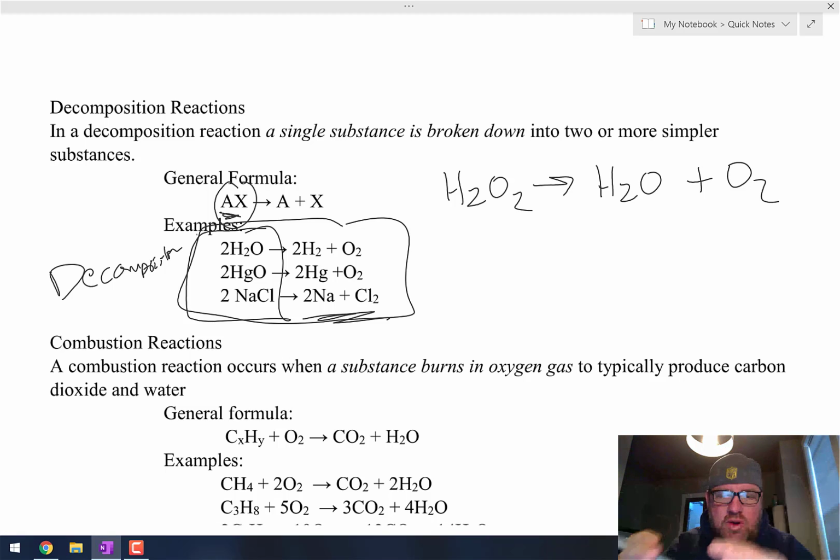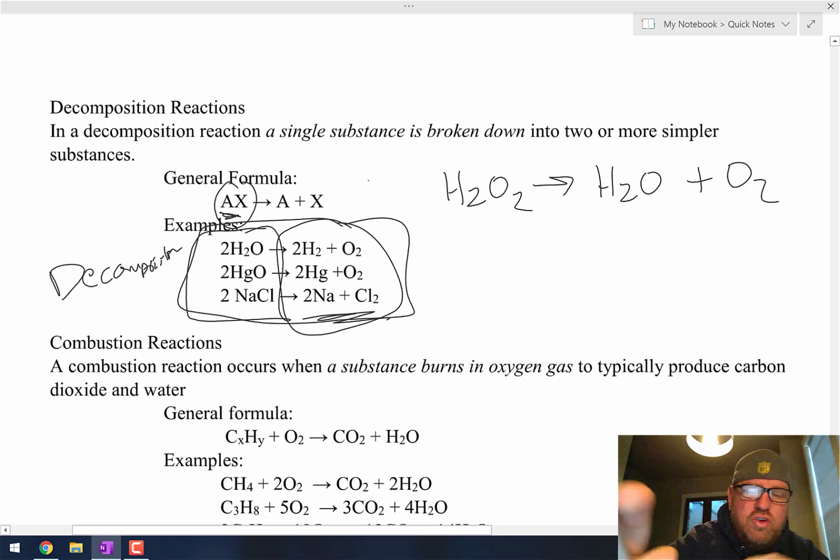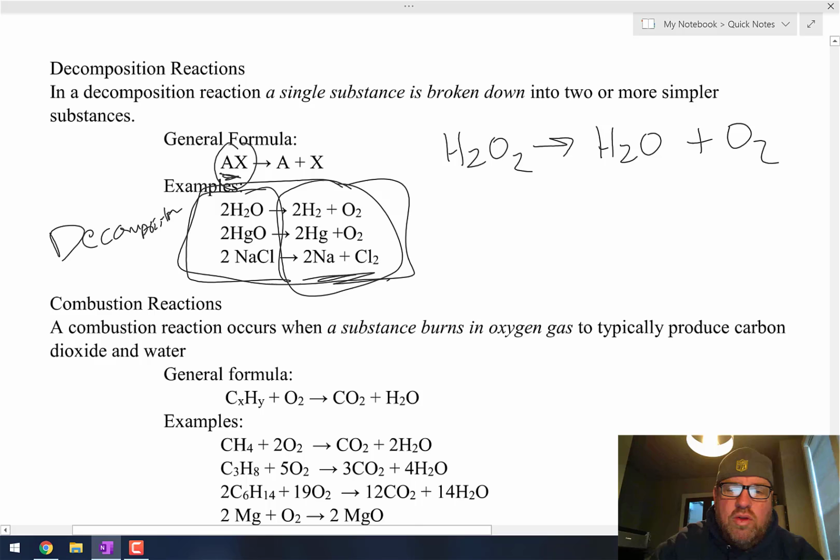Okay, so that's two of the five. Synthesis, you put two things together and you make one thing. Decomposition, you do the opposite. You take one thing and you break it apart into two or more things. And yes, all these examples only have two, but certainly you can have more than two.